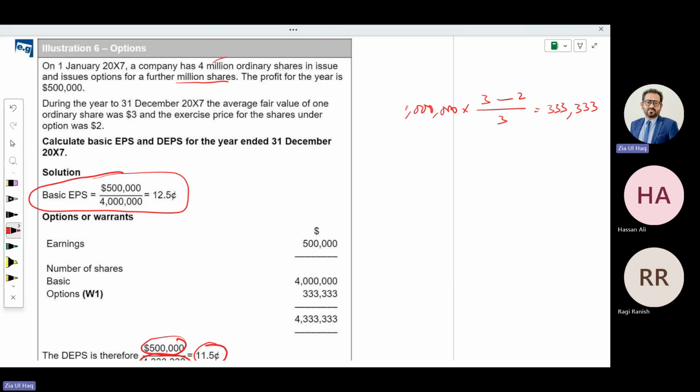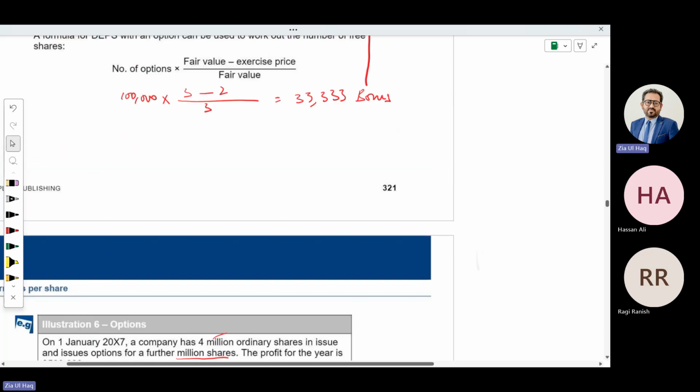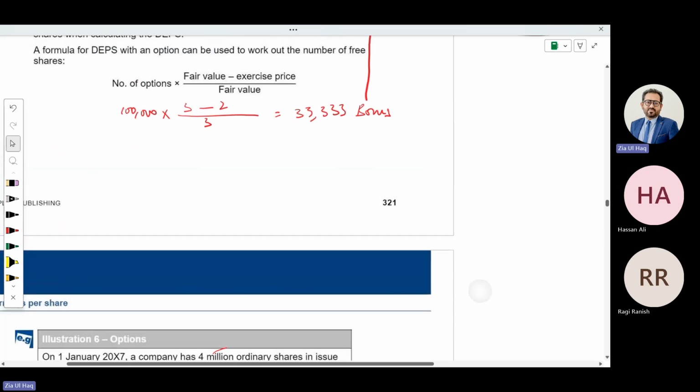In case of convertible, as we have discussed, we need to adjust the earning as well. But in case of option, we only need to adjust the number of shares with the bonus element. We can calculate the bonus element using the formula: whatever options you have issued, multiplied by fair value minus exercise price, divided by fair value of share.